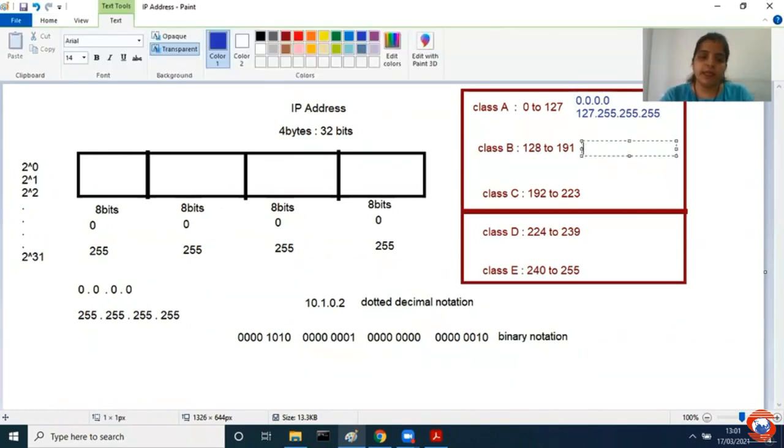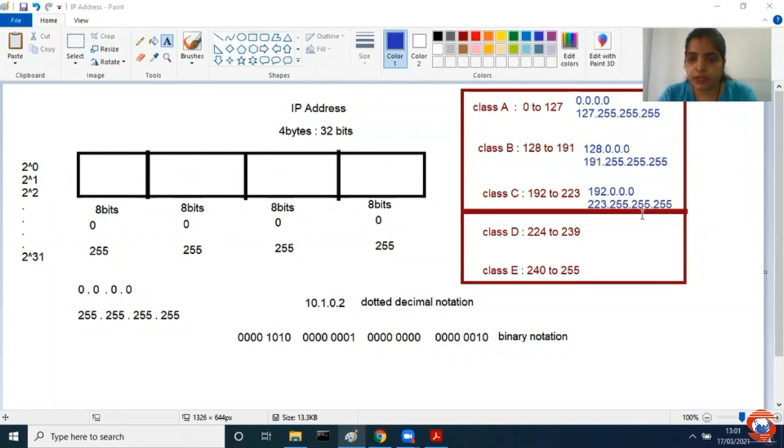Right? For class B, IPs can be allocated from 128.0.0.0 up to 191.255.255.255, because the first octet is fixed, the range goes 128 to 191. Similarly, class C is 192.0.0.0 to 223.255.255.255. Are you understanding, everyone? So this octet is reserved for determining the class.